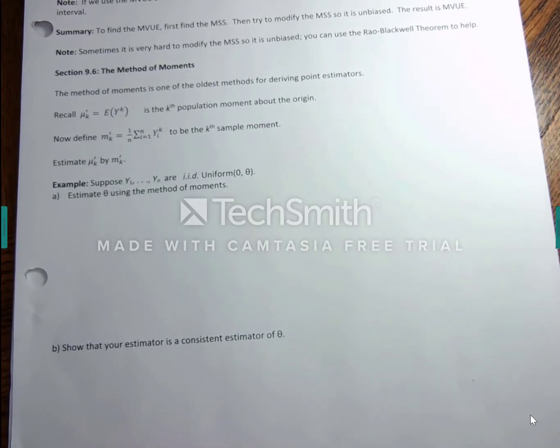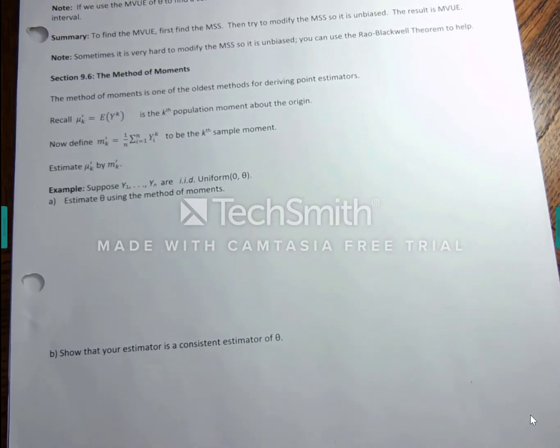This is the section 9.6 notes. In section 9.6, we're going to look at the method of moments. The method of moments is one of the oldest methods for deriving point estimators.